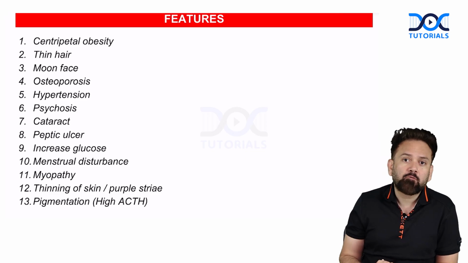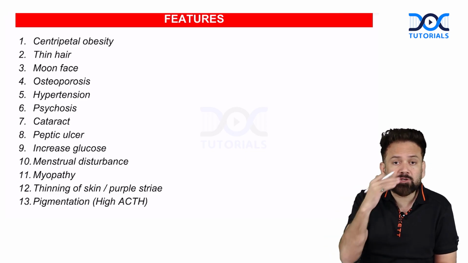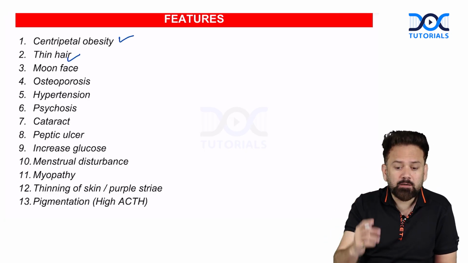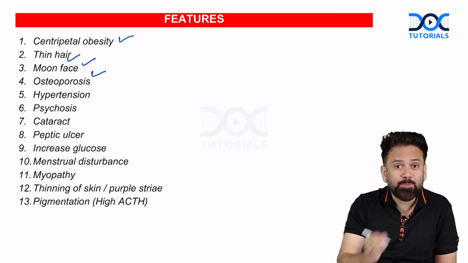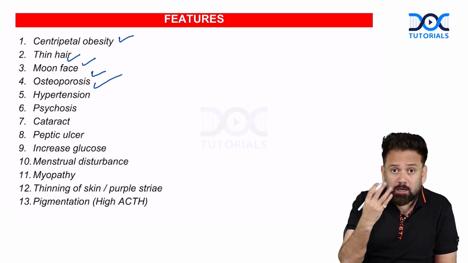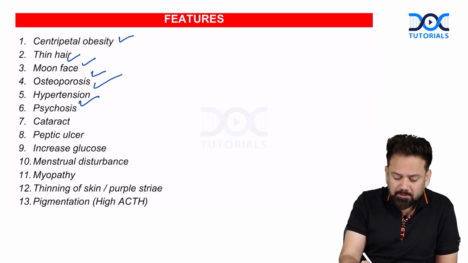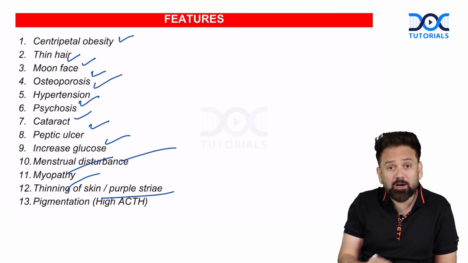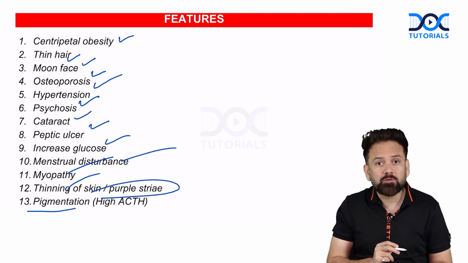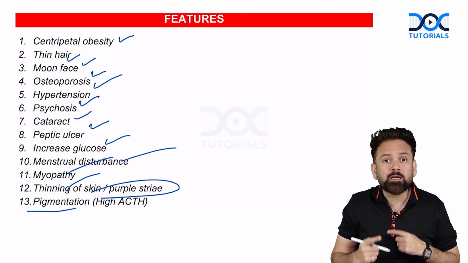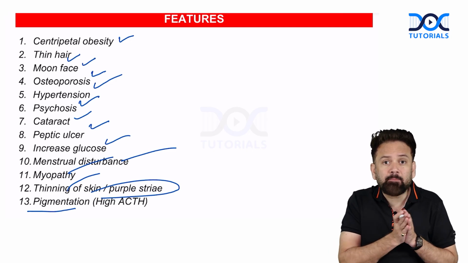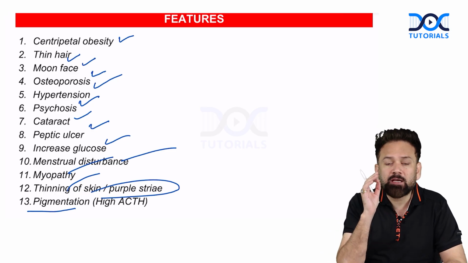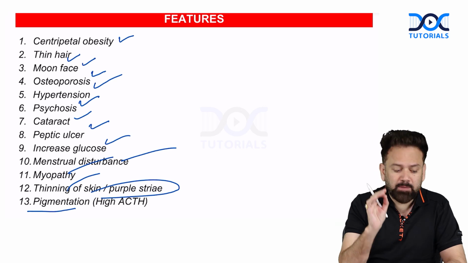Now, what are the features of Cushing syndrome? Because of peripheral mobilization of the fat, there will be centripetal obesity, thinning of hair, moon facies, osteoporosis, hypertension, increase in TPR and cardiac output, psychosis, depression, cataract, peptic ulcer, increased glucose, menstrual disorder, myopathy, thinning of skin, purple striae, and pigmentation. This point we have discussed in hypothalamus also. When there is increase in the ACTH, it starts behaving like MSH, causing hyperpigmentation. So whenever ACTH level is high, there can be hyperpigmentation.